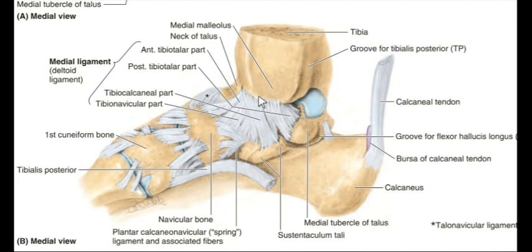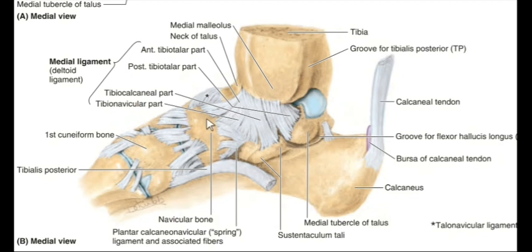Let's discuss the deltoid or medial ligament. The deltoid or medial ligament is triangular in shape, having an apex attached to the medial malleolus superiorly and a base attached to different parts of the talus and other bones. It has 2 major parts. One is the superficial part and the other is the deep part.